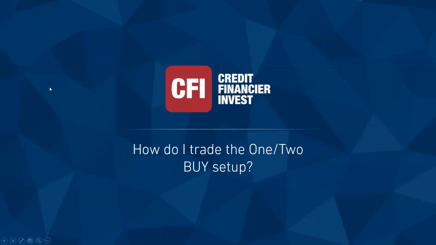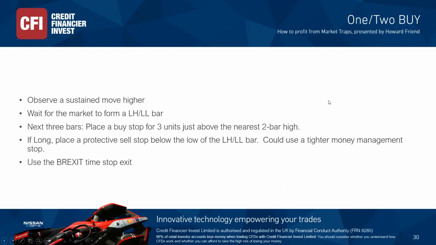Okay, so let's have a look at the trading strategies that I can use on the OneTwo buy setup. So for the buy setup, this is what we do. First of all, for a continuation type setup, we need to see a sustained move higher. Okay, so we're looking for the market to move higher. Don't forget, we can also use the OneTwo buy in a base kind of reversal situation.